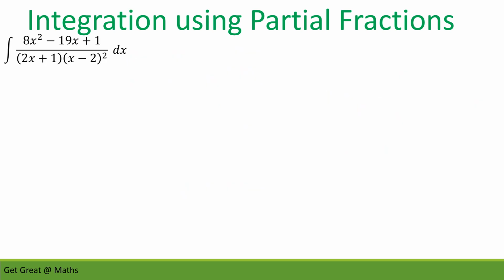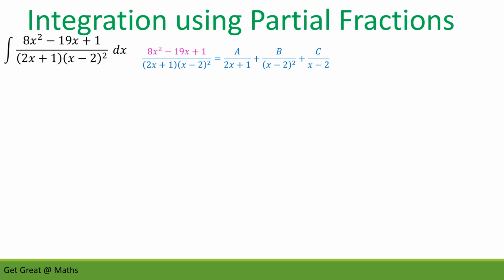Now in this question I've got a fraction where I've got a repeated root in the denominator. So I've got x minus 2 all squared. This means I'm going to have to split my fraction up into three sections using partial fractions. So I get A over 2x plus 1, B over x minus 2 all squared, plus C over x minus 2.